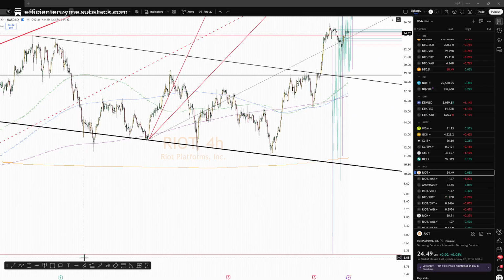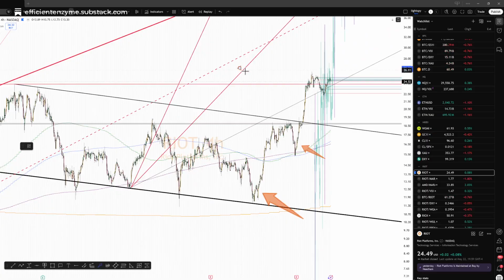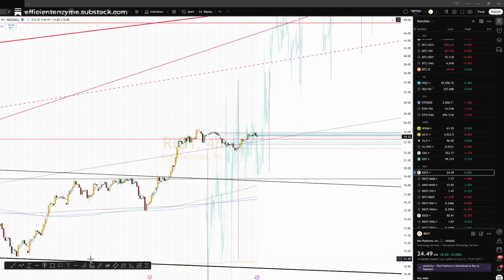There was a long down at 11. There was another long at 16. We trimmed off both of these longs at 24. And I've been sitting in spot Riot. I just added again because I think that this consolidation range is going to resolve to the upside, and I want to be in with that.